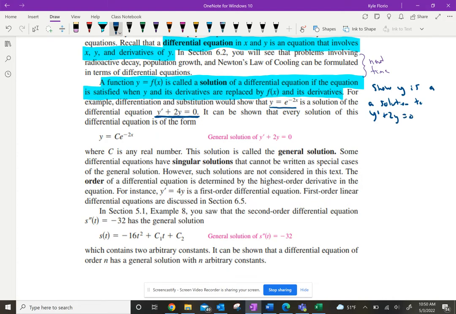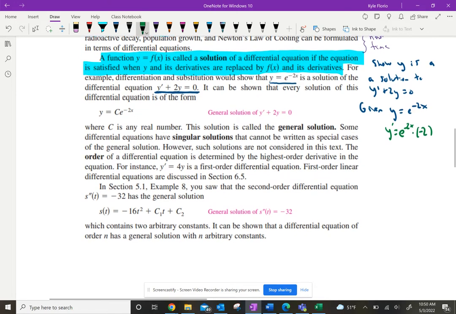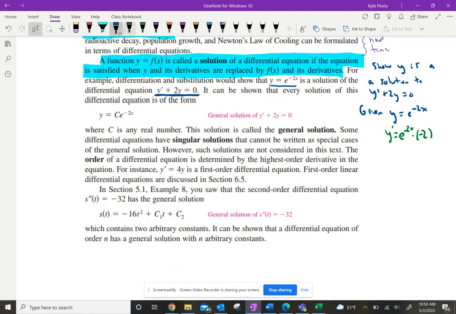To this differential equation, we're given what y is. So if I know y is e to the negative 2x, we find the derivative, which is going to be e to the negative 2x times the derivative of that negative 2x, which is negative 2.